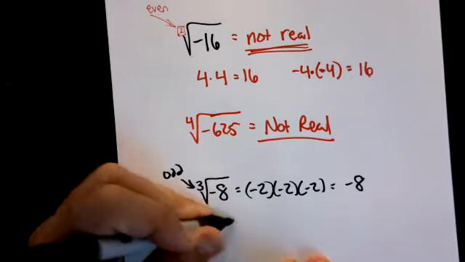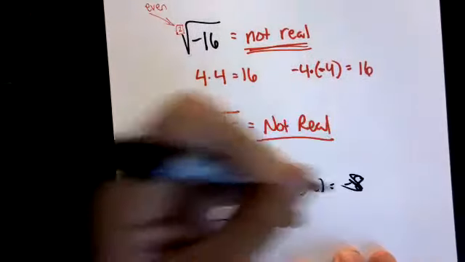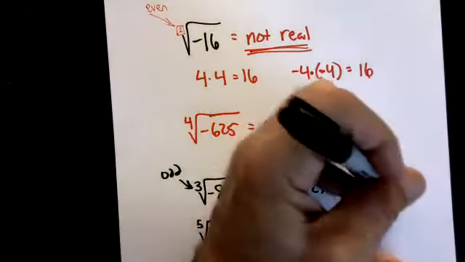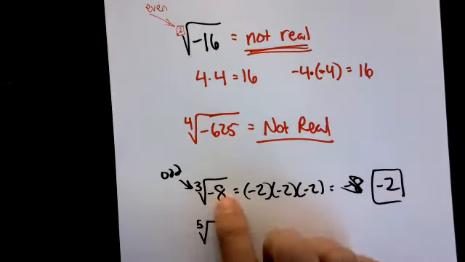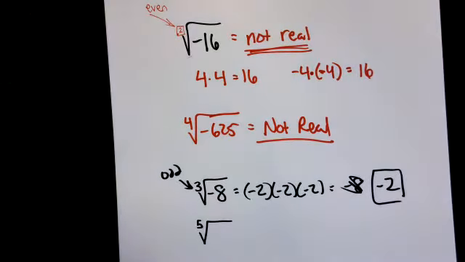So if they said the fifth root, oh, sorry, the cube root of that would be negative 2, not negative 8. So that's the answer. I'm sorry, so the cube root of negative 8. Negative 2 times negative 2 times negative 2 is negative 8. So the cube root of negative 8 is negative 2.